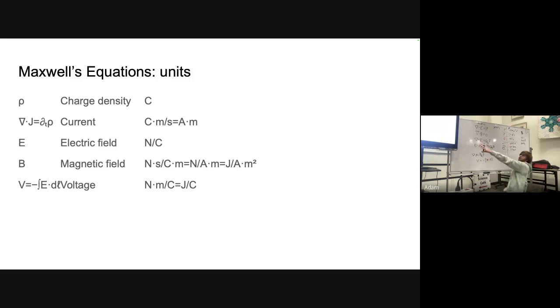And the reason it would be joules per coulomb is because you need to go volt. Perfect. Okay. So voltage is the electromagnetic field integral with respect to position. I said derivatives divide by units, integrals multiply. So it's newton per coulomb times meter per coulomb, which is joules per coulomb.